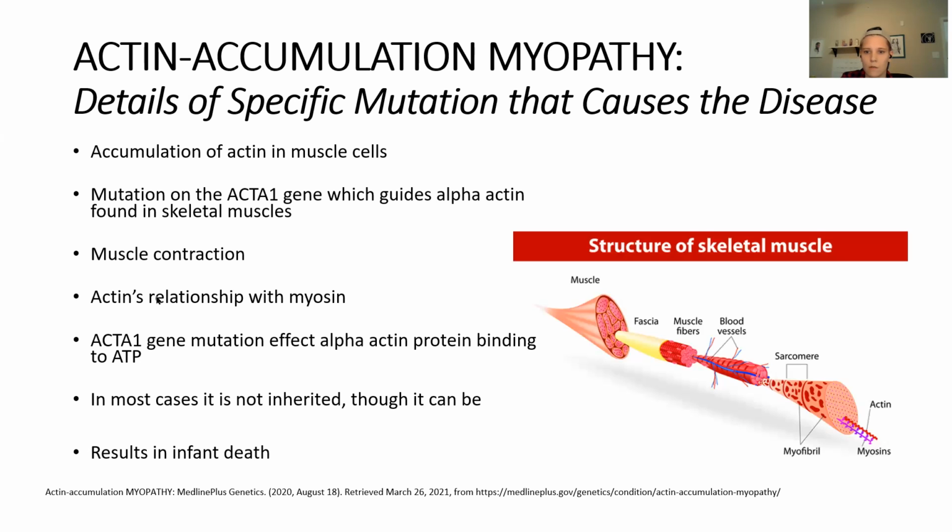In most cases it is not inherited, but it can be. It's simply a mutation in the gene, and there aren't really any treatments for it. It is fatal. I found some experimental treatments, but they didn't seem reliable enough to put in this presentation. And this image shows a breakdown of where the actin and myosins are in the muscle going down.